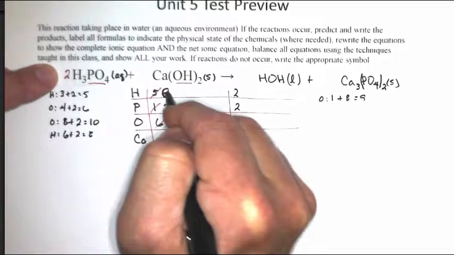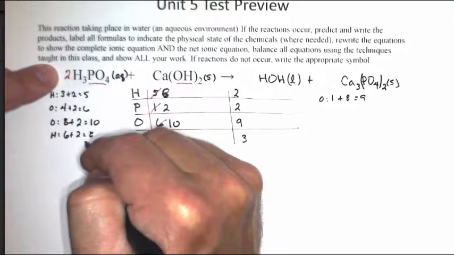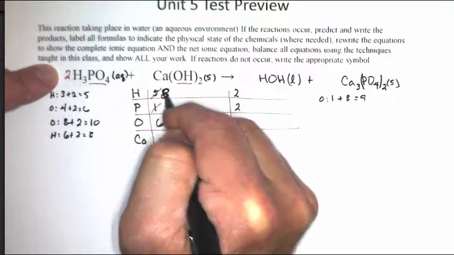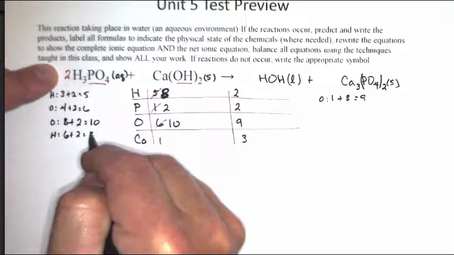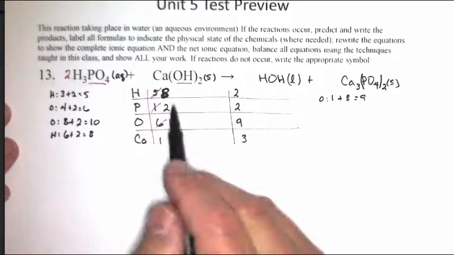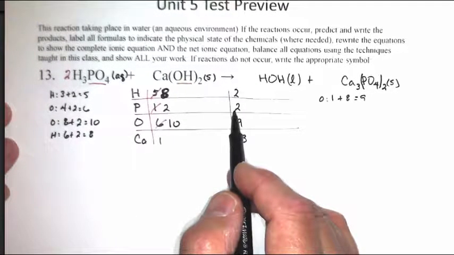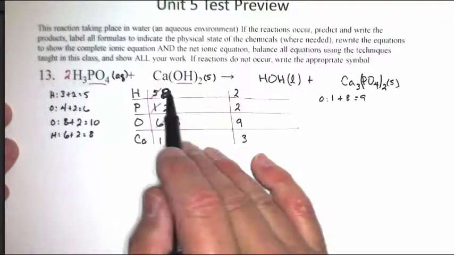Let's see what I said that was. 8. So that's clearly an 8 here. All right. Now then, I've got the phosphorus balanced, and I want to save oxygen for last, hydrogen next to last. Let's go to calcium.